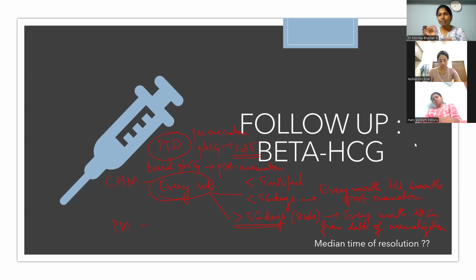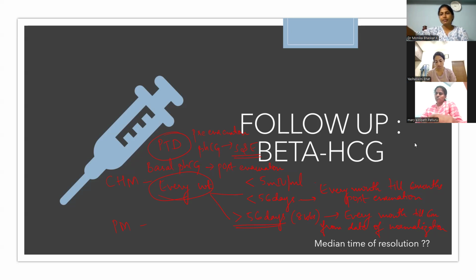units per ml within 56 days, that is 8 weeks, then every month you have to do till 6 months from the evacuation date, that is from today, 10th May 2025, till the next 6 months monthly we have to repeat. But if the beta HCG value has not come back to normal within 56 days, that is 8 weeks, we have to serially do it every week till it comes back to normal.